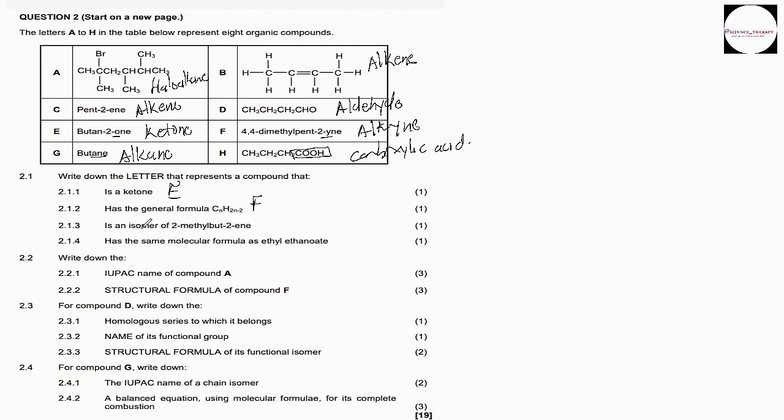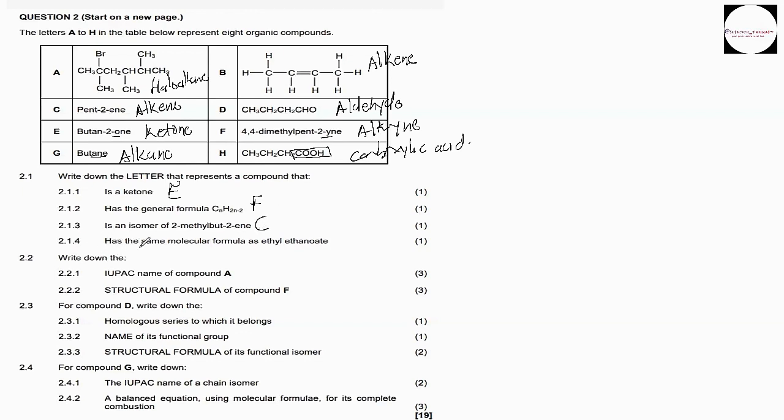2-methyl-but-2-ene. Is an isomer. So they did not specify what type of isomer, but then let's check here. 2-methyl-but-2-ene has to have 5 carbon atoms. So it's the 4 carbons in the longest chain plus the carbon that will be in the methyl branch. So that's 5. And then looking at C, we can see that this is pent-2-ene, which obviously has to be the one that has 5 carbons as well. So it has to be C.